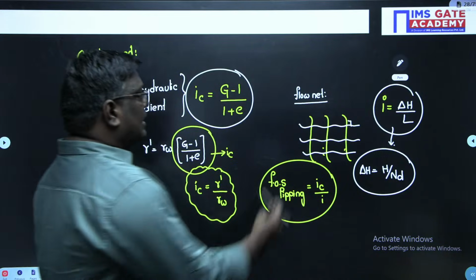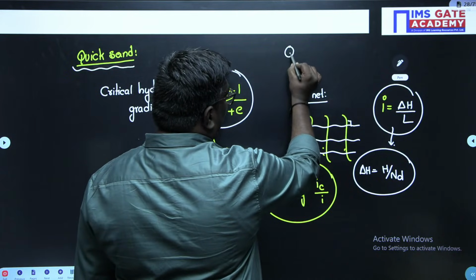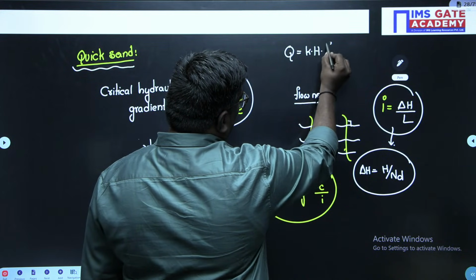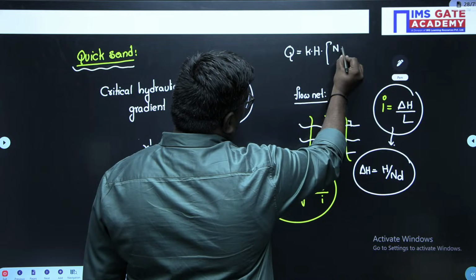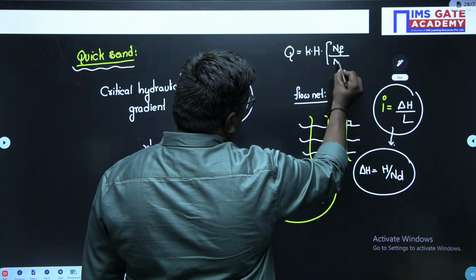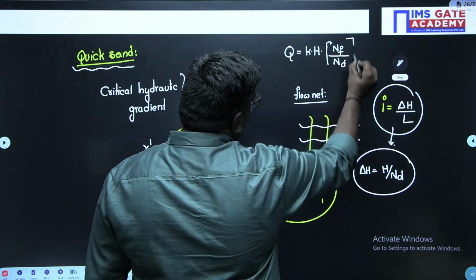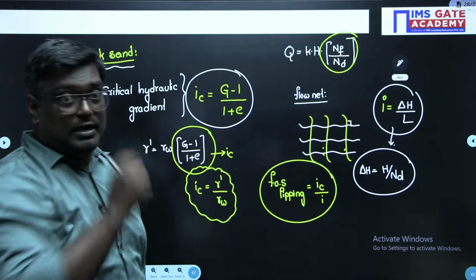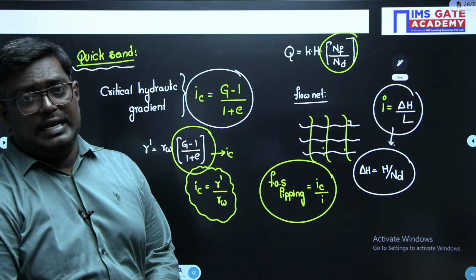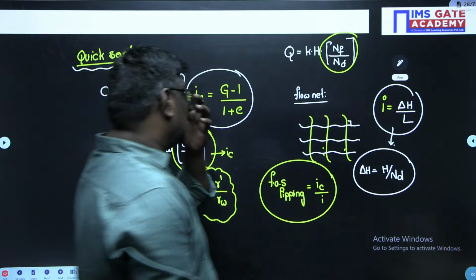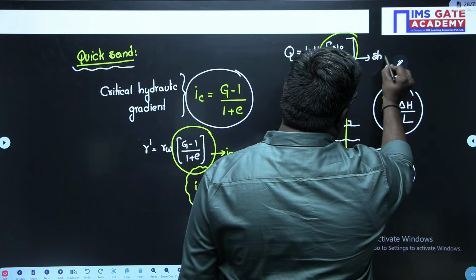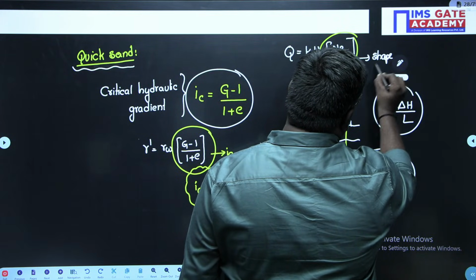Similarly, they can ask you for the quantity of seepage. Quantity of seepage is nothing but k H into Nf by Nd. Nf is the number of flow channels, and Nd is the number of potential drops. Here Nf by Nd is called the shape factor.